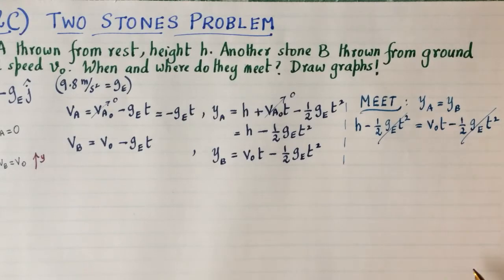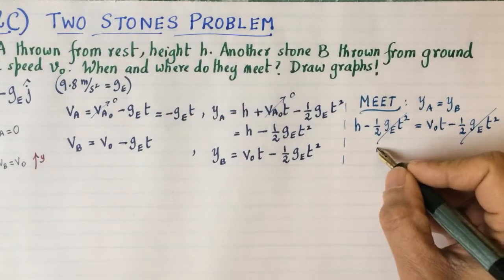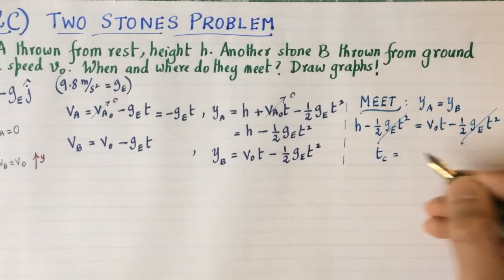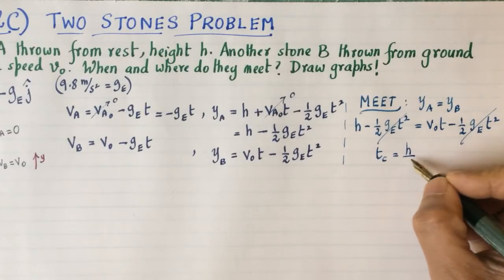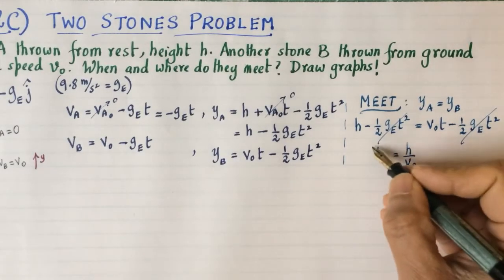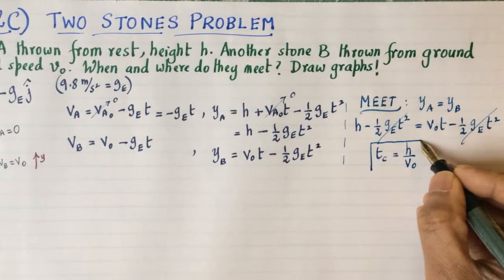The 1/2 gt squared simply cancels out, and this can be solved. I'll call this the critical time. The critical time is just the height divided by the velocity of the stone B.